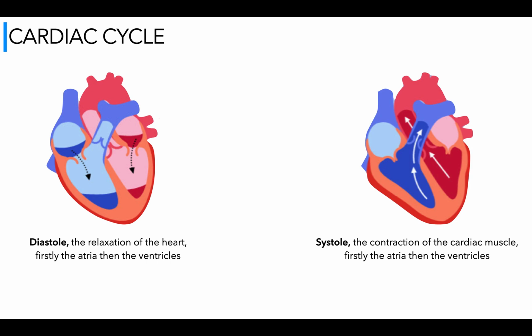Then we have systole, which is the contraction of the cardiac muscle. Firstly the atria contract, force the rest of that blood into the ventricles, and then the ventricles contract and force the blood into the pulmonary artery and the aorta. At rest, one of these cycles takes 0.8 seconds, which gives us our 70 to 72 beats per minute at rest. So here are the 2 phases. Diastole, the relaxation. Systole, the contraction. Now let's look at how this works in a cycle.